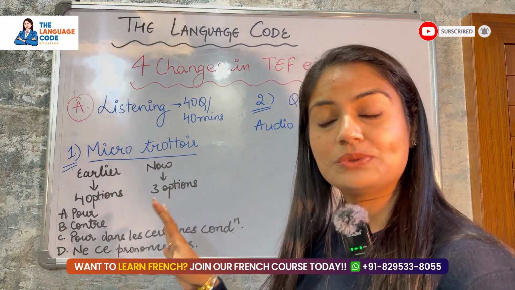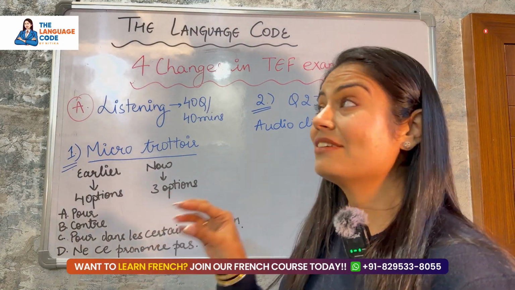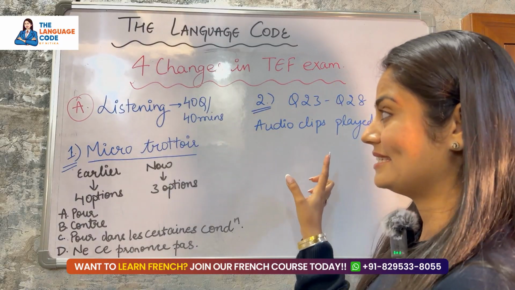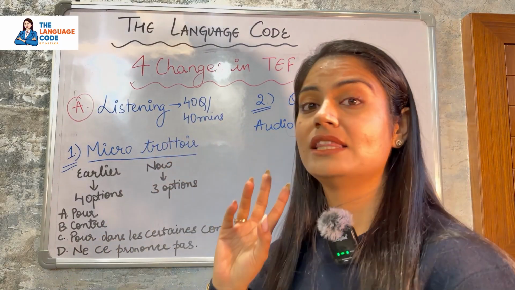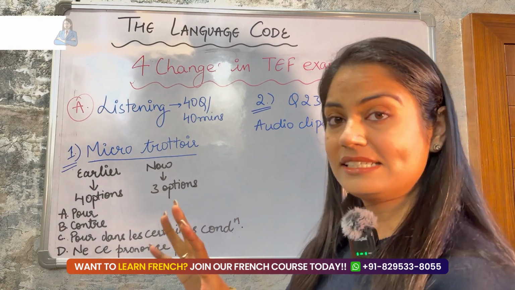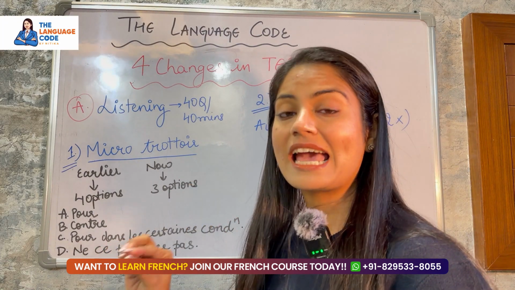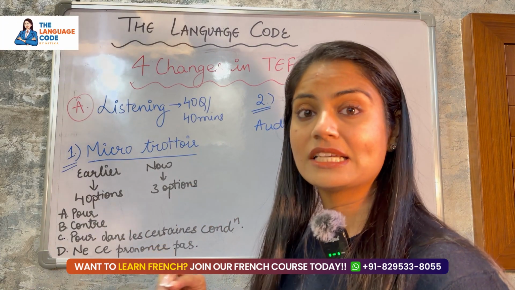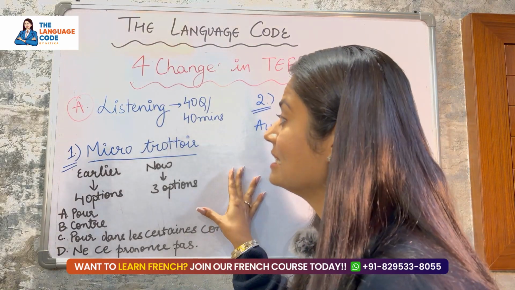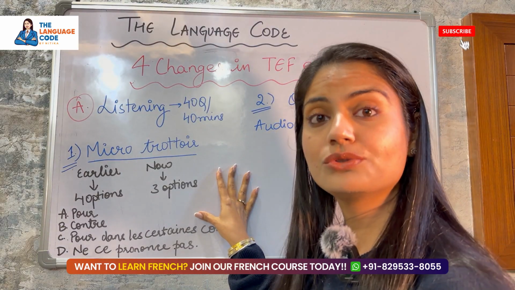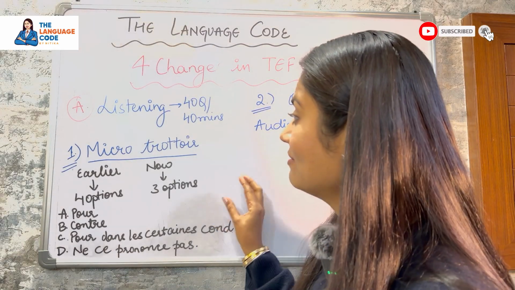I've already told you that there are 4 major changes that have taken place in the TEF exam. The first major change is in the listening section. In the listening section you have 40 questions and a time span of 40 minutes to complete your section. So the first change is in the section micro-trottoir, right? You have this change.